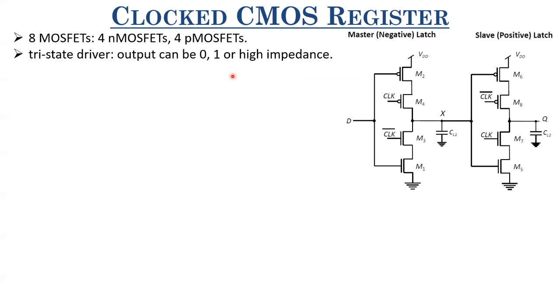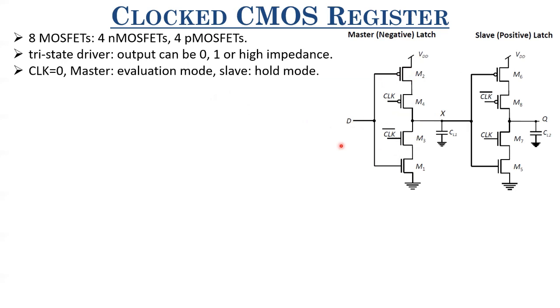So let us look at how it is being used as a register. When the clock is 0, M4 and M3 are on, and whatever the value of D, its inverted value comes at X, right? This basically acts like an inverter with 2 P MOSFETs in series and 2 N MOSFETs in series. Note that the driving strength of this inverter is weaker as compared to the standard CMOS inverter.